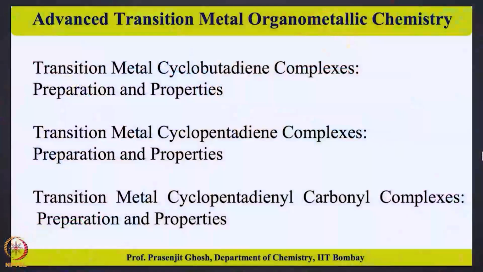Now, we have done a full-fledged exploration of various kinds of cyclic aryl ligands, and then moving on from cyclopropenyl, we have looked into cyclobutadiene complexes, their preparation and properties. Now, the interesting thing about cyclobutadiene is that by itself it is non-aromatic, in the sense that it has 4 pi electrons, and by accepting 2 more electrons from the metal, it becomes aromatic, but that is when it becomes dianionic in nature.